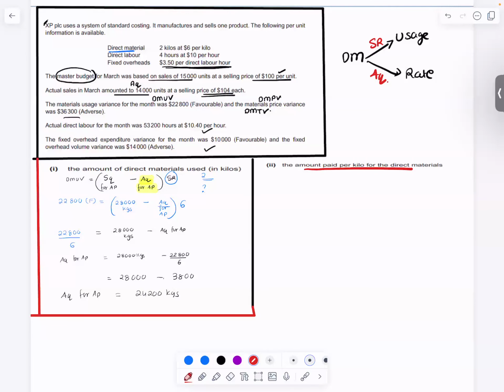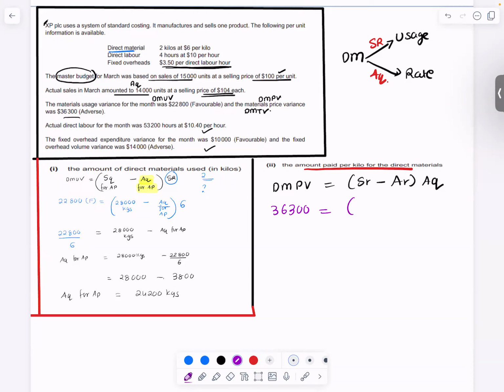Now, amount paid per kilo for direct materials. The direct material price variance formula is standard rate minus actual rate into actual quantity. Price variance is how much? It is 36,300, adverse.